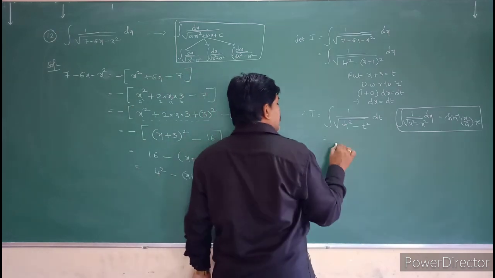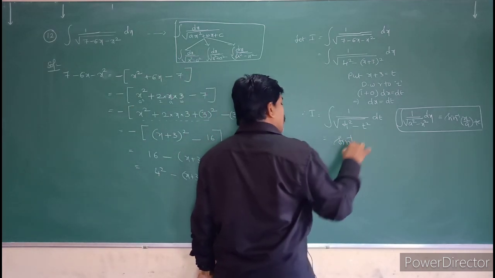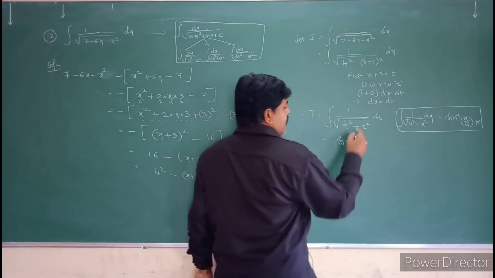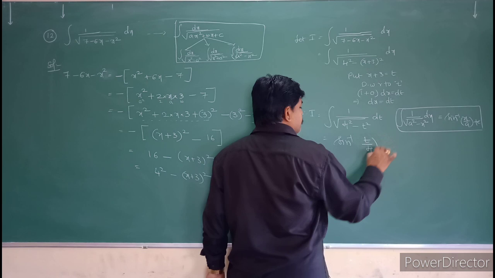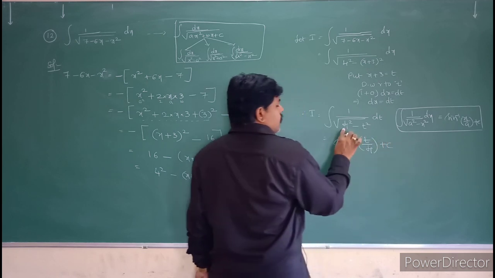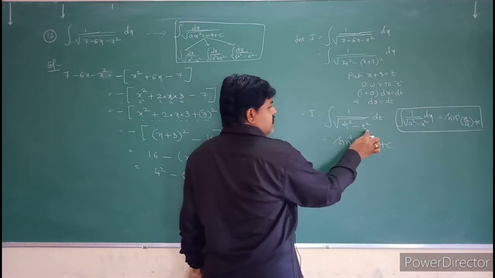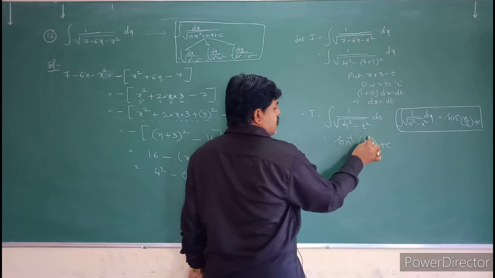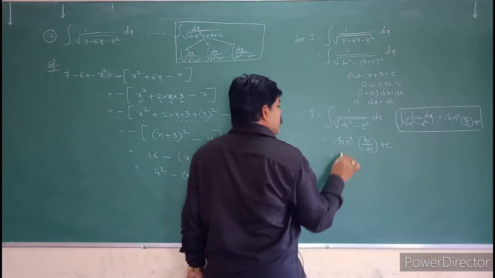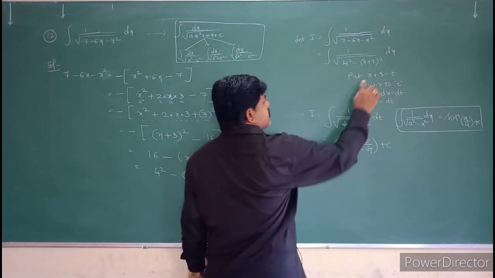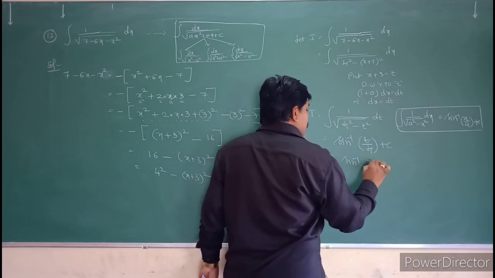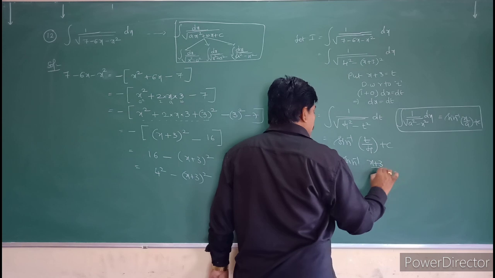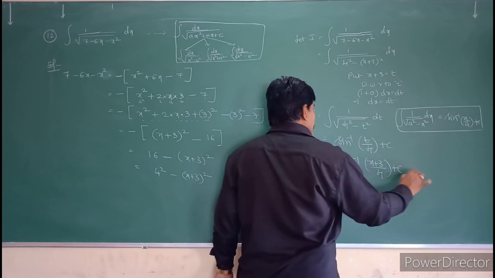So here, sine inverse of, what is the x value? The a value is 4, the x value is t. So t by 4, sine inverse of x by a. What is the t value? The t value is nothing but x plus 3. So you can replace the value: sine inverse of x plus 3 by 4 plus c.